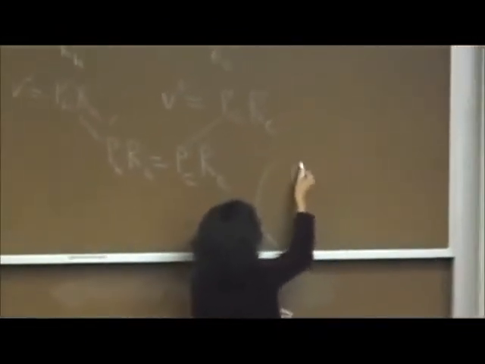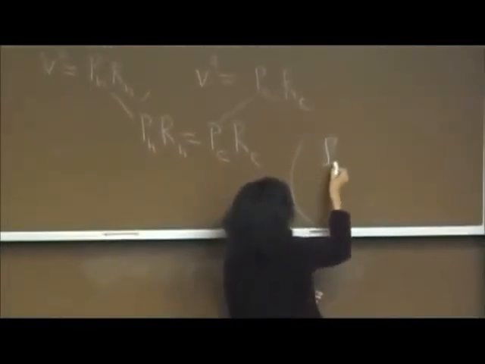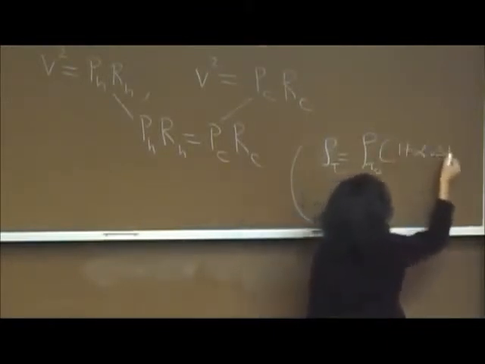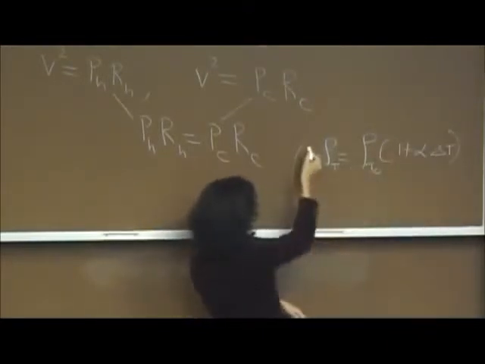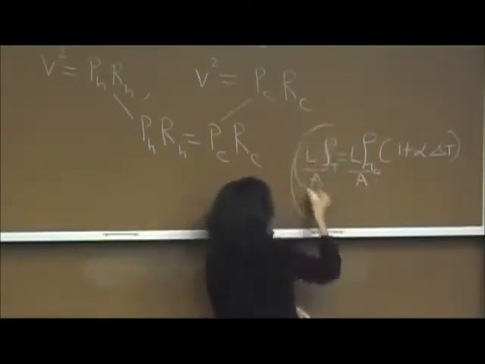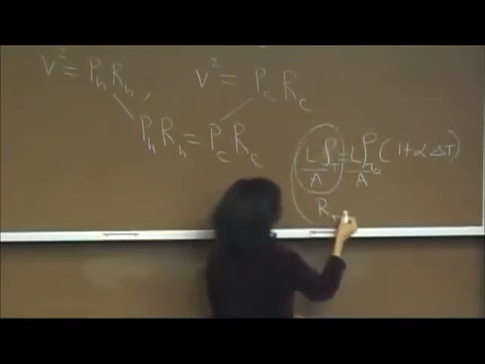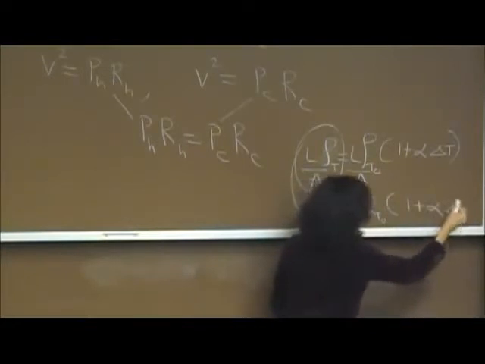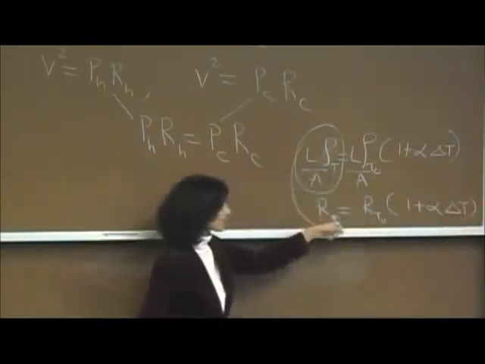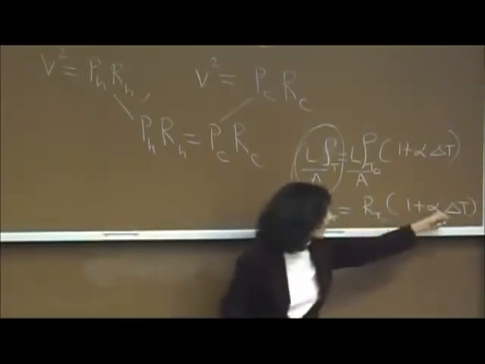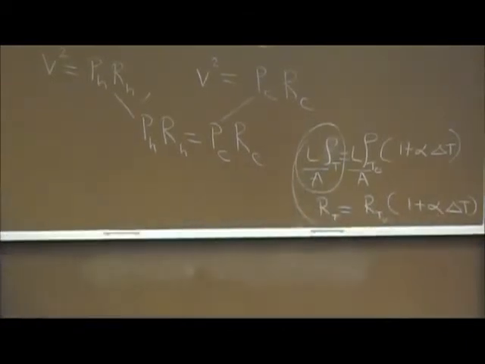Yes, because we know this: rho of T is equal to rho of T0 times 1 plus alpha delta T. And if I multiply both sides by L over A, this becomes R of T is equal to R of T0 times 1 plus alpha delta T. This is the resistance at some temperature T, this is the resistance at some temperature T0, and alpha is the temperature coefficient of resistivity.